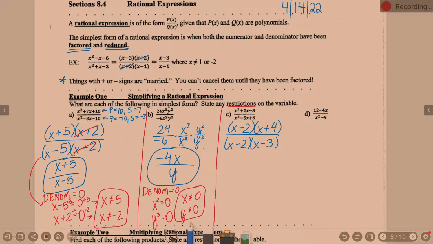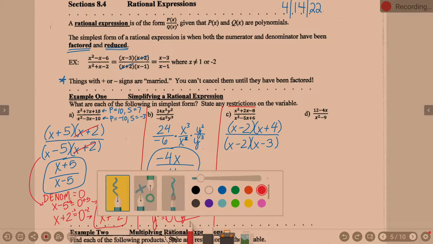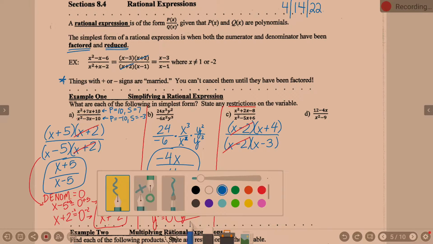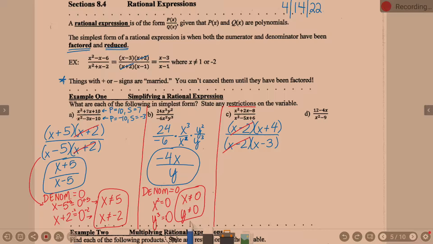So what do you notice? You cancel your 2s. X minus 2 factors cancel. I'm left with x plus 4 over x minus 3. Am I done? I'm done simplifying, but I'm not done with this problem, am I?